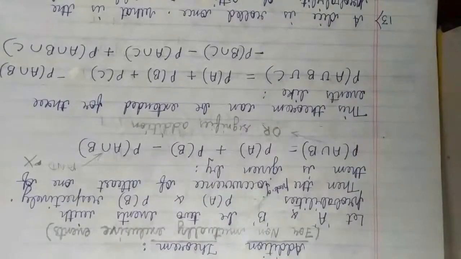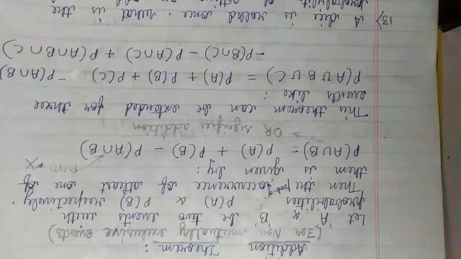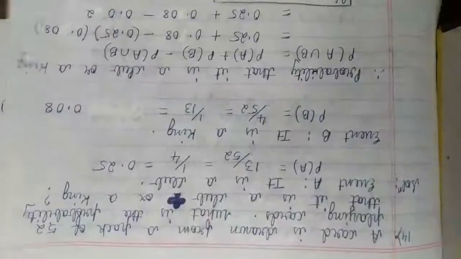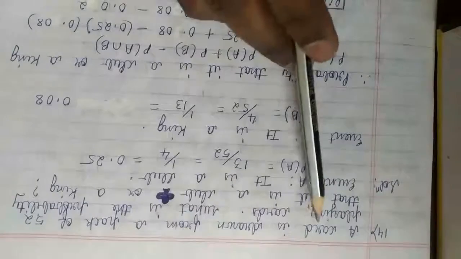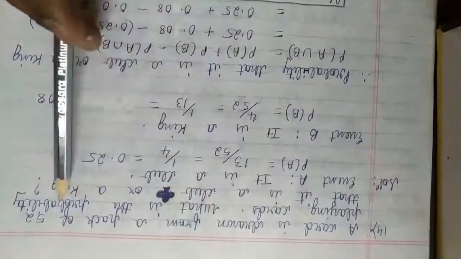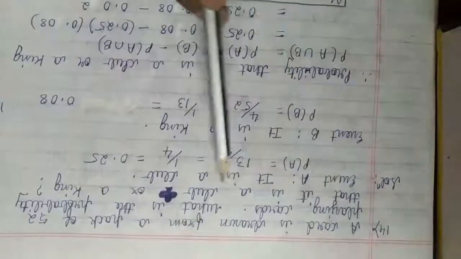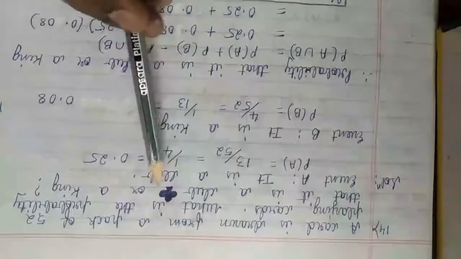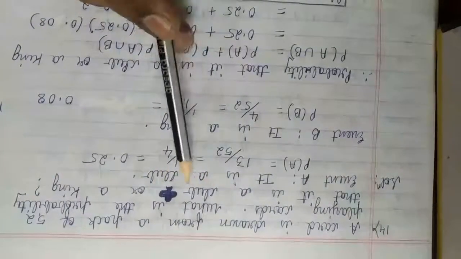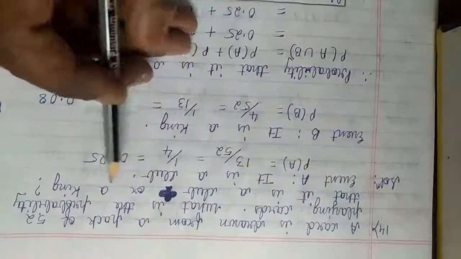So taking the concept forward, we have our next problem, problem number 14, that we are solving now. A card is drawn from a pack of 52 playing cards. What is the probability that it is a club or a king? See, this sign, I've said that it is clover. It is more popularly known as club also. So what is the probability that it is a club or a king?